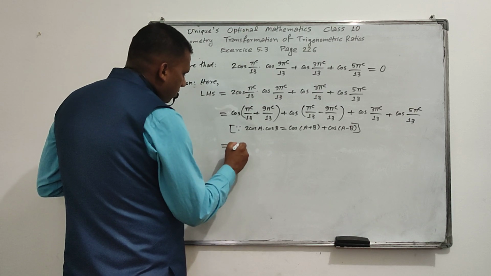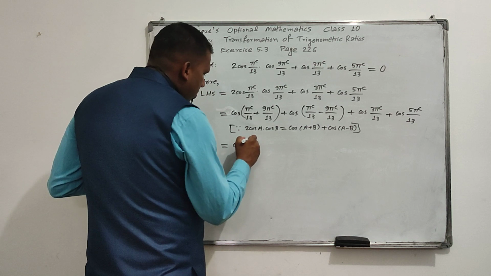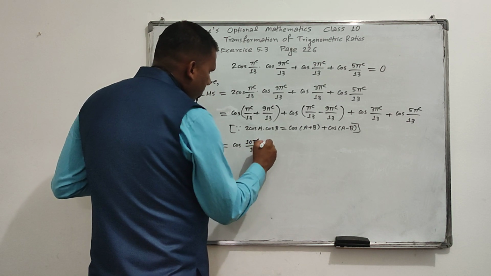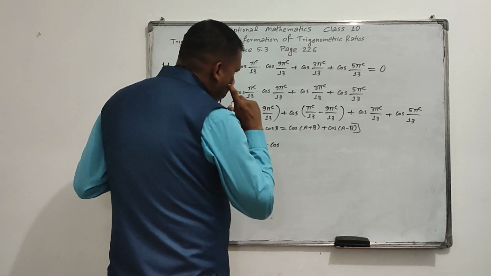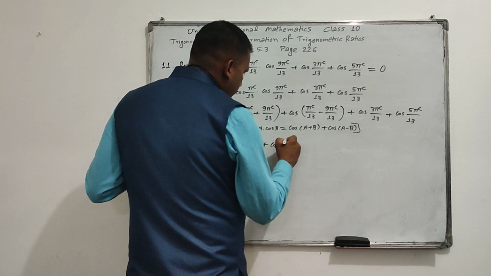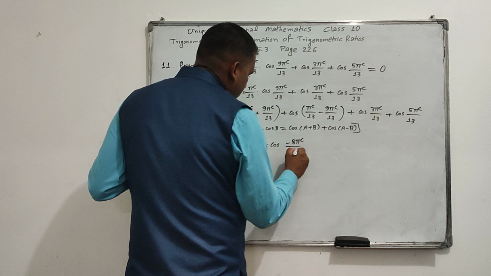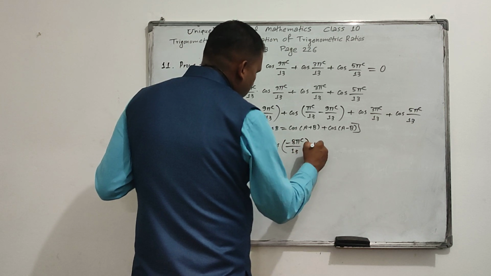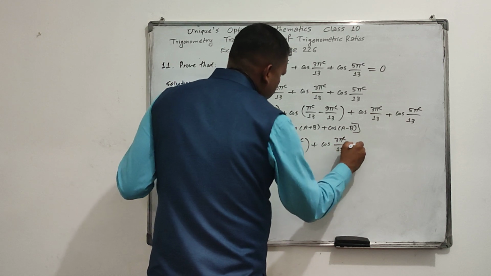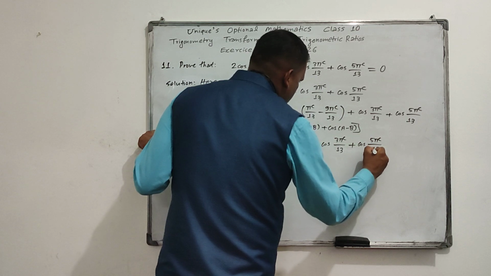Now this equals cos of 9 plus 1, 10, so cos 10 pi by 13, plus cos of pi minus 9 pi, that is minus 8 pi, so cos of minus 8 pi by 13, plus cos 3 pi by 13 plus cos 5 pi by 13.